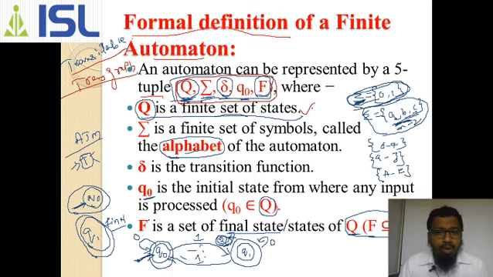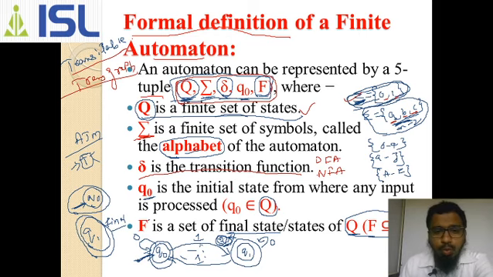Q is a finite number of states, and sigma is a finite set of symbols called the alphabet of the automaton, like whatever you are taking from A, B, C, or 0, 1, or small a, b, c. That is called alphabet, and that is sigma. And here the delta is a transition function. In DFA and NFA there is a different transition. What are the different transitions? We will see that.